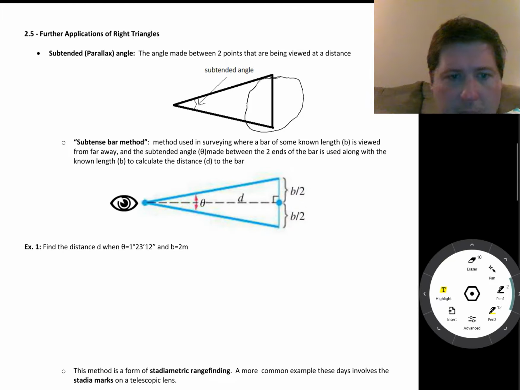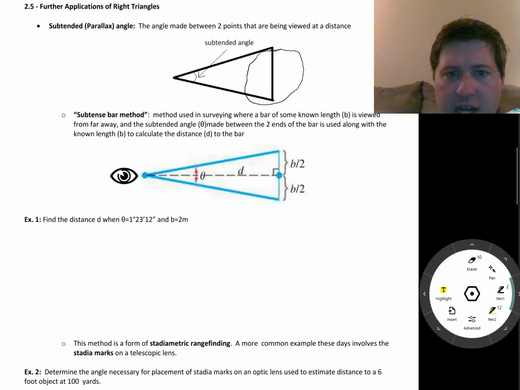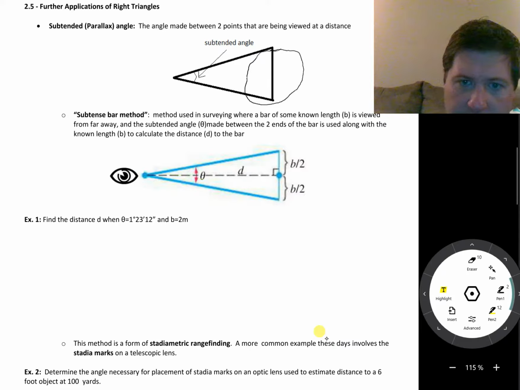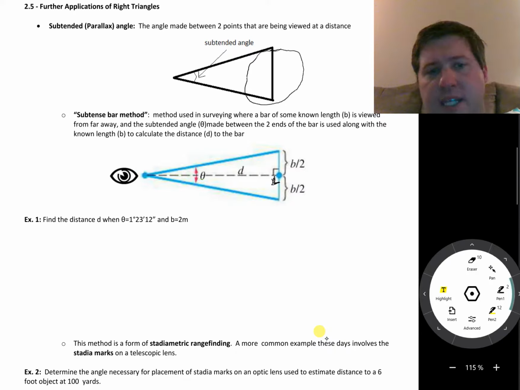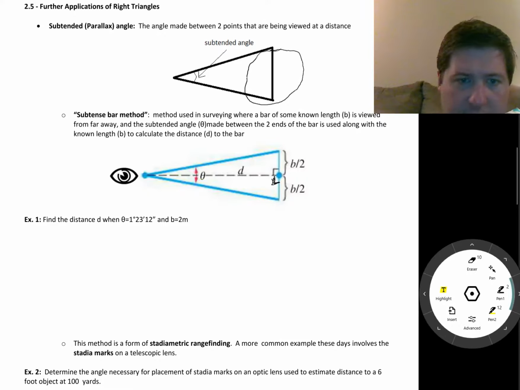So, for example, find the distance d, and I've got a diagram of how we're going to do this. We're going to take the length of my walking stick and divide it in half. When I do that, I've got a right triangle. Actually, I've got two right triangles, but we only need one of them. You would measure the angle that the two ends of this stick made. You have to divide your angle in half here, because according to this diagram, I'm measuring the entire angle. So I need to cut that in half, since I'm cutting the stick in half to make a right triangle. So let's find my distance when the angle is 1 degree, 23 minutes, and 12 seconds.